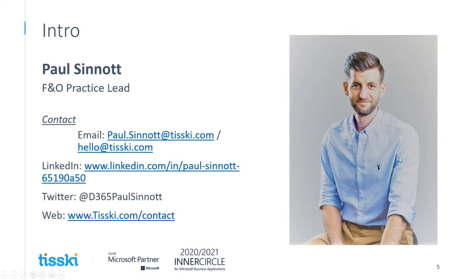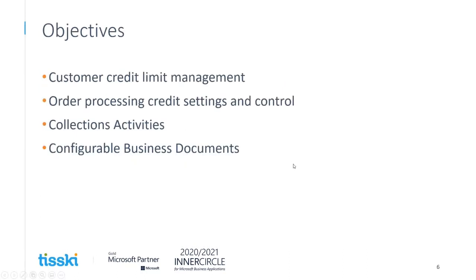So what I plan to take you through today is an overview of customer credit limit management, so how we can assign, manage and update customer credit limits. Then the order processing credit settings and controls, so how we can apply the credit limits and other rules and business requirements to our order processing to manage our exposure. Then an overview of the collection activities.